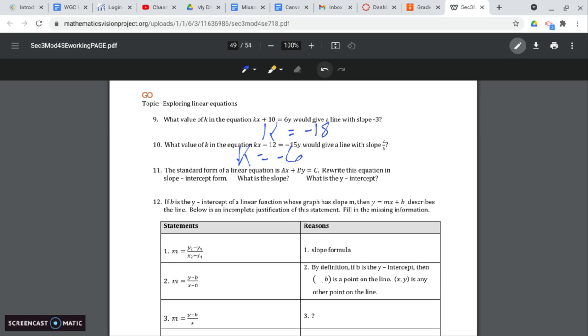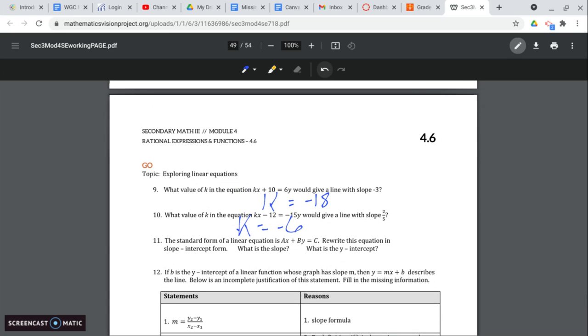The standard form of a linear equation is ax plus by equals c. Write this equation in slope-intercept form. What is the slope? What is the y-intercept? So if we rearrange this, we'd be subtracting the ax. So we have ax plus by equals c. We subtract the ax from both sides.